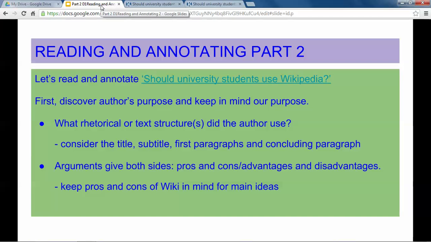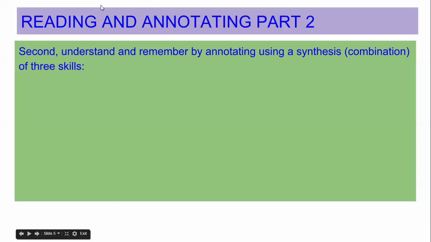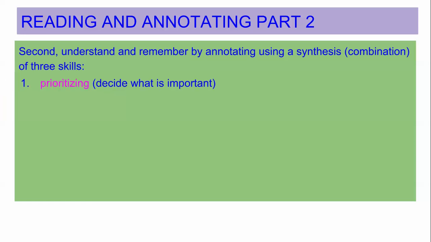So now, when good readers want to understand and remember things from their article and write a summary, they use a synthesis, which means a combination, and they're combining three skills. The first skill is prioritizing, which really means what's important. And for us, we're trying to find out what the pros and cons are as we go through.